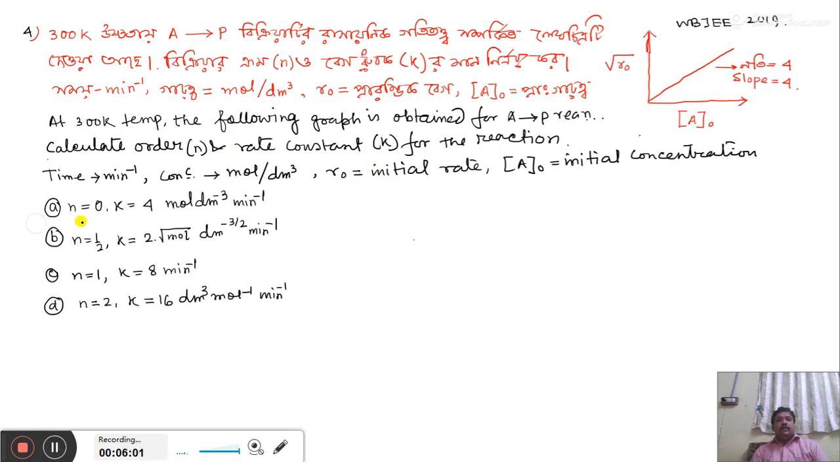These are four options: A, n is equal to 0; B, n is equal to half; C, n is equal to 1; D, n is equal to 2, and the given values of K. Time is given in minute inverse unit, and concentration is given in mole per dm cube unit, decimeter cube unit.